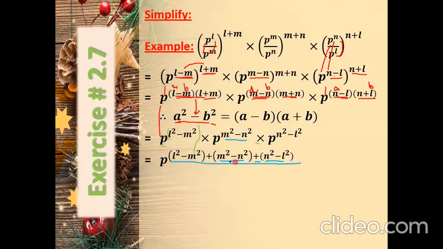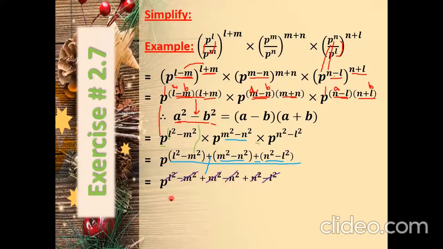Now if you have the plus sign, you have to open the brackets. How will you open the bracket? If you have a plus sign, inside the bracket no sign will be changed. So it will remain the same: L square minus M square plus M square minus N square plus N square minus L square. Now simply cancel. Look here, this is plus L square and minus L square, so it will be cancelled, right? Then minus M square and plus M square will cancel, minus N square and plus N square will cancel.